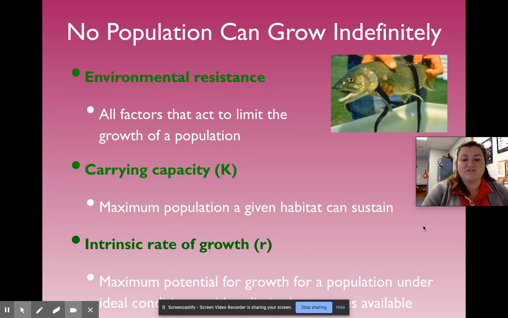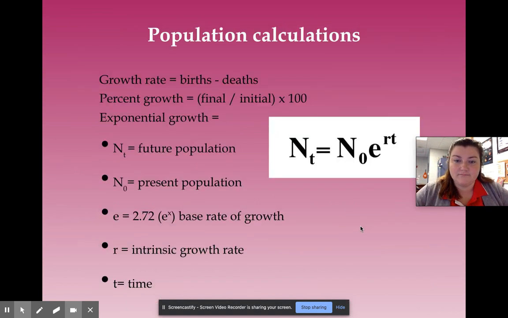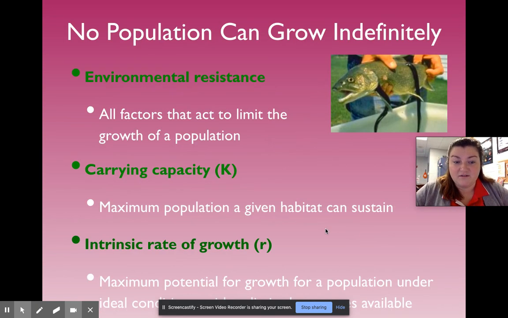And then you've got intrinsic rate of growth. The intrinsic rate of growth is just the maximum potential for growth of a population under ideal conditions and unlimited resources, basically. So intrinsic rate of growth would be like absolute Goldilocks scenario. They've got everything they need. They've got plenty of space. They've got no predators, that sort of thing. So it's not a very realistic ideology there. So we're going to get into population calculations later on down the line. So for right now, we're sticking with these ones.